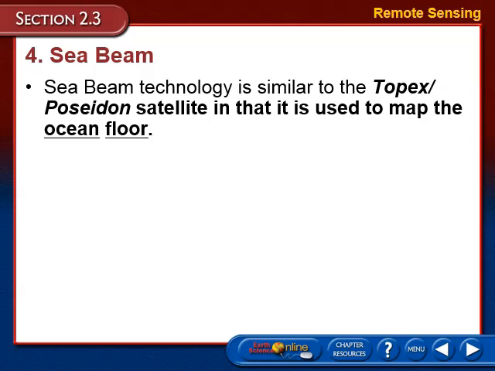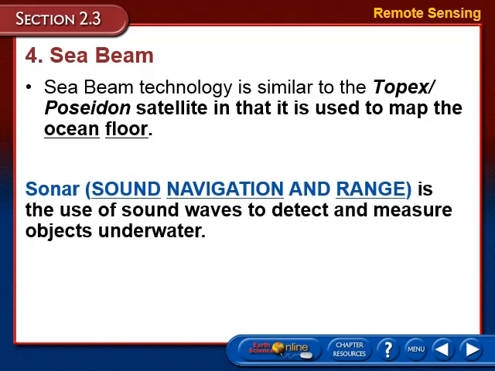We also have the C-beam. And this technology is really similar to the Poseidon or Topex satellite in that it's used to map the ocean floor. Whereas the original Poseidon satellite uses something that's like sonar in that it sends high-frequency waves down to the ocean surface, C-beams actually use sonar, okay, which is using sound waves. And that is really the definition of sonar. Sonar is all about sound.